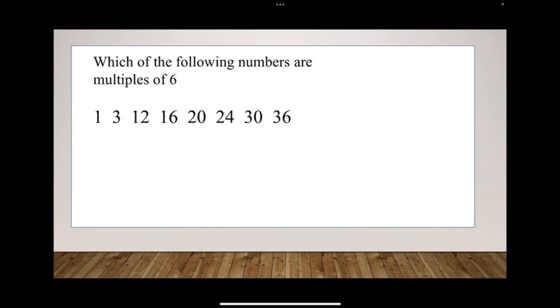Okay, last question. I'd like you to see if you can identify which numbers in my list are multiples of 6. So again, pause your video, and when you're ready, press play.